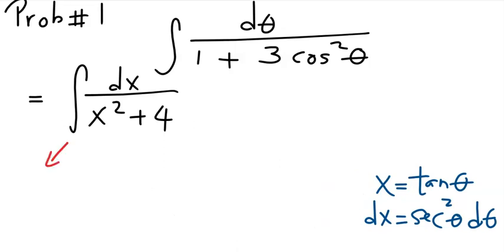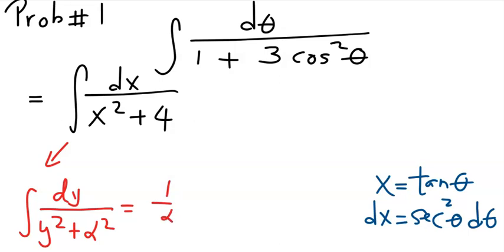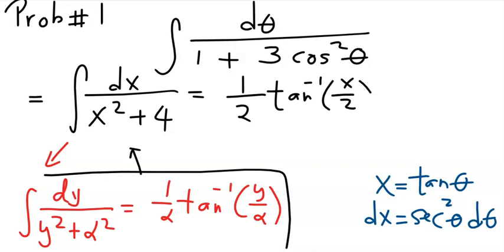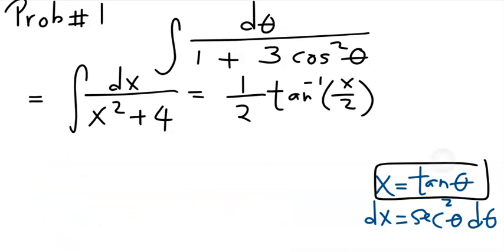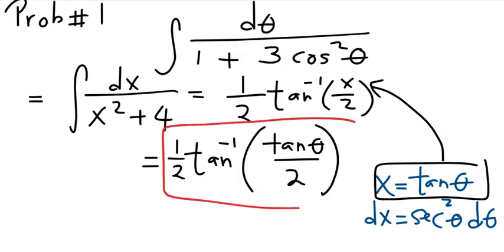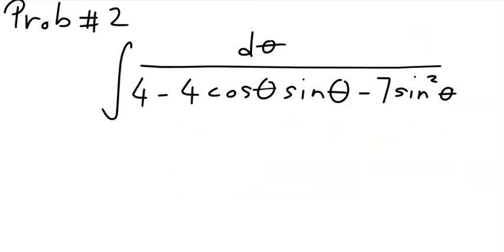So this integral is actually of a standard form: dy over y squared plus alpha squared is known to be 1 over alpha arc tangent y over alpha. So using this result in here, we get the following result for this integral. It's simply 1 over 2 arctangent x over 2. Since x is tangent theta, substituting x in here will give you the final answer to the original integral, which is half arctangent tangent theta over 2. So this is the final answer to this integral.